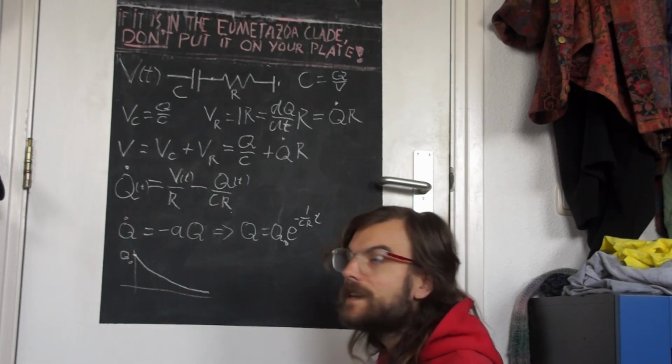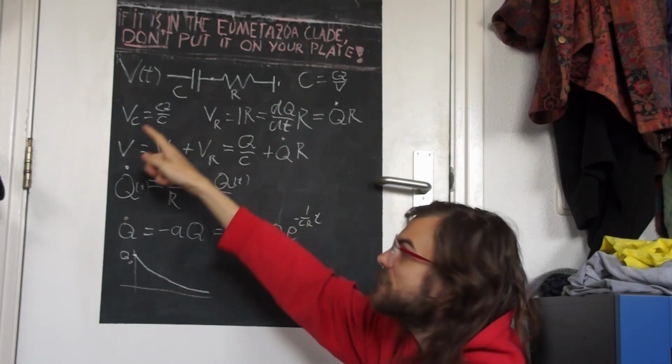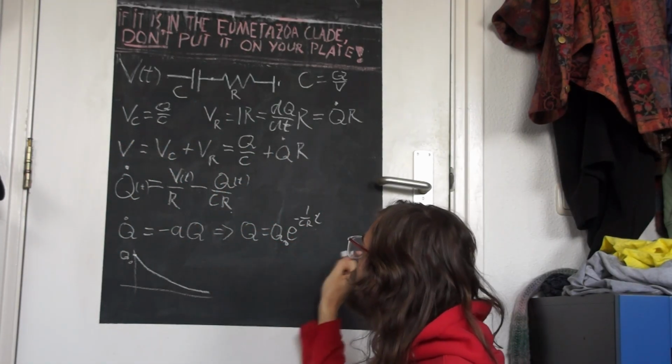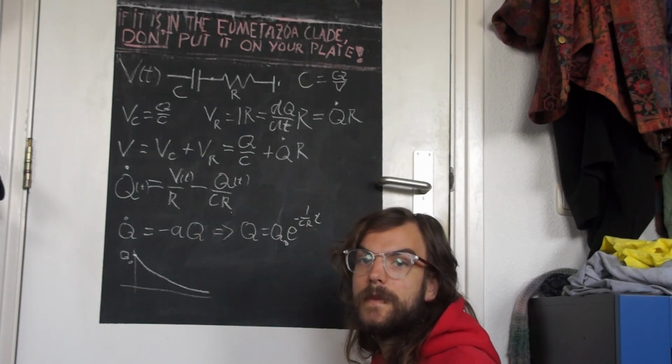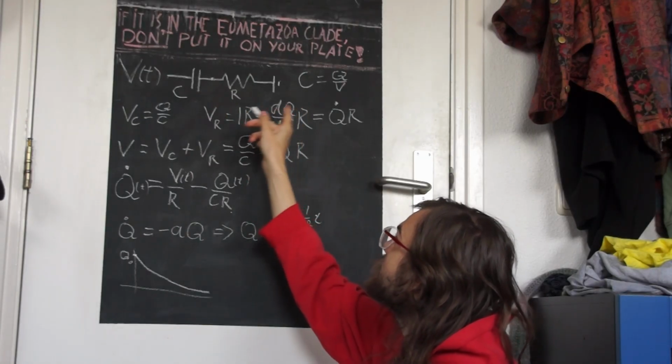And the rate of decay is proportional to the inverse of the product of the resistance and the capacitance. So the bigger your capacitance or resistor, the slower the decay is going to be. Which makes sense, because if you have a big capacitor, there's a lot of charge. And if you have a big resistor, the charge can't escape very quickly.